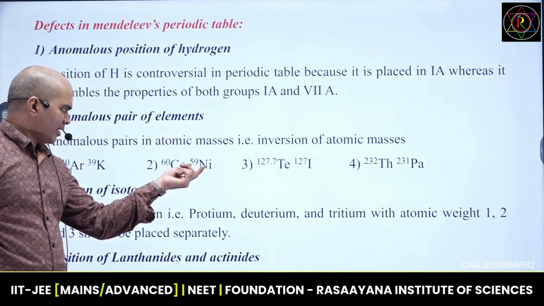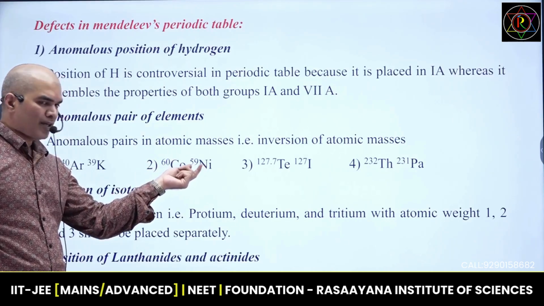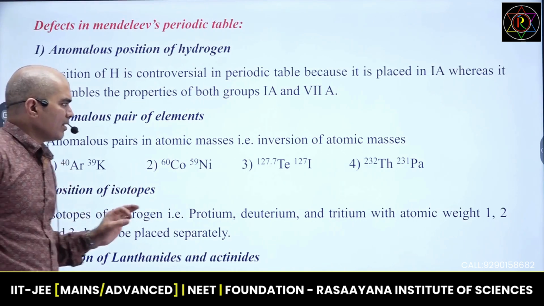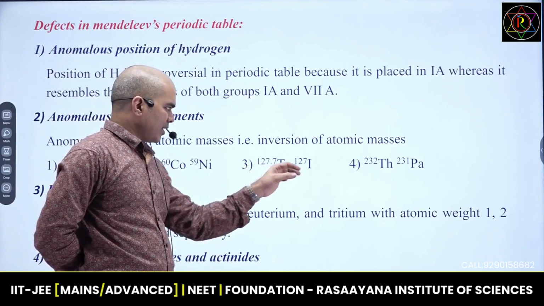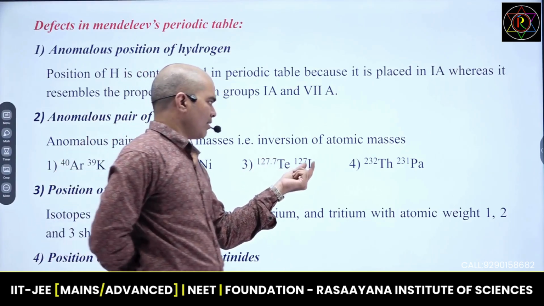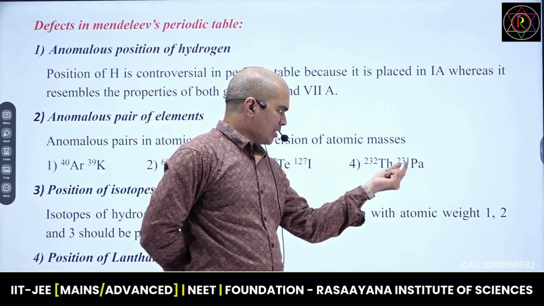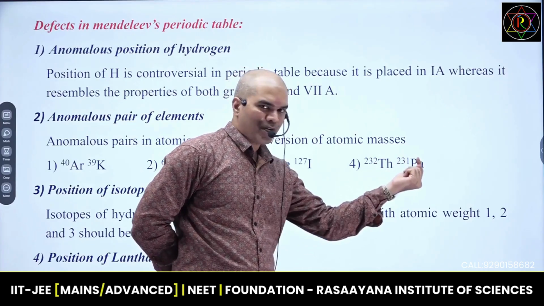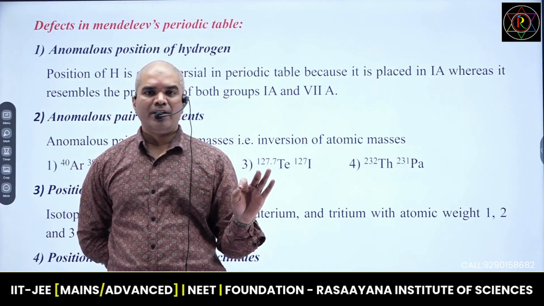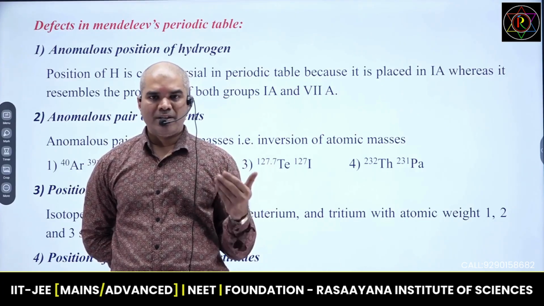Then we have cobalt and nickel. Cobalt is about 60. Nickel is about 59. It is not exactly 59, but the closest values were given. Tellurium 127.7, iodine 127. So tellurium has more atomic mass than iodine. Thorium has more atomic mass than protactinium, but still thorium is given earlier than protactinium. So why are these given? Why have they been put in such a way? It was not properly explained. So that was another limitation.